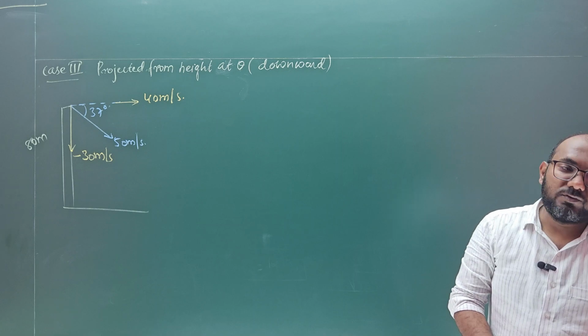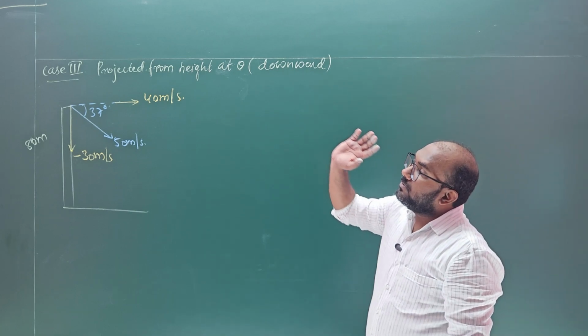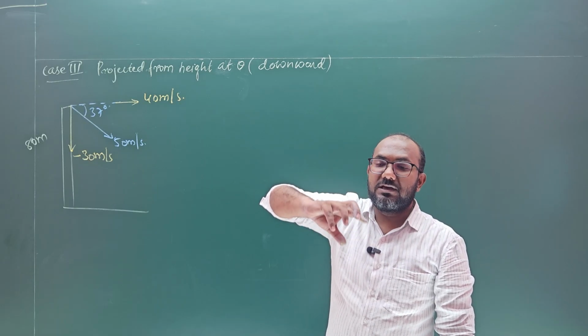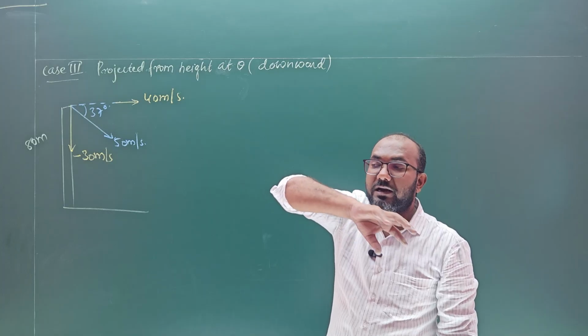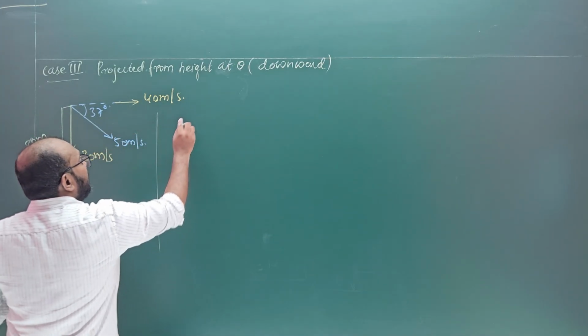I just want to show you. Okay, thank you very much. So just directly let us find the time period, and then we will use the same time period for the final velocity, substituting and getting the velocity. Okay, that's it. So now calculating the time period.